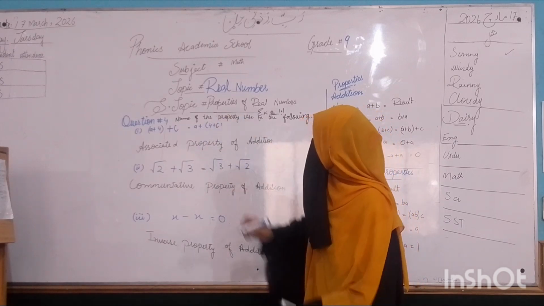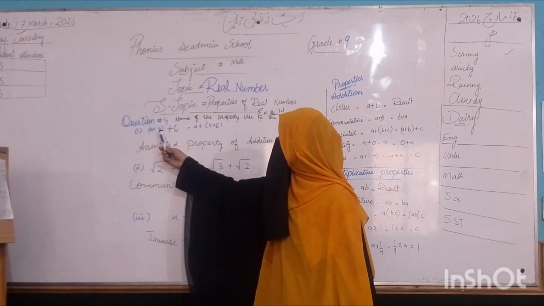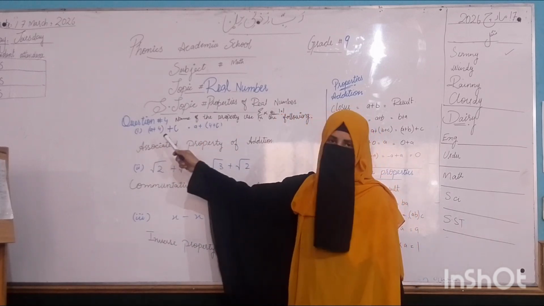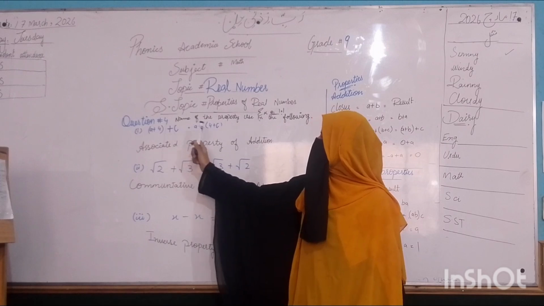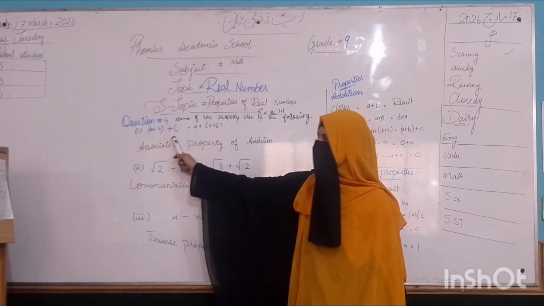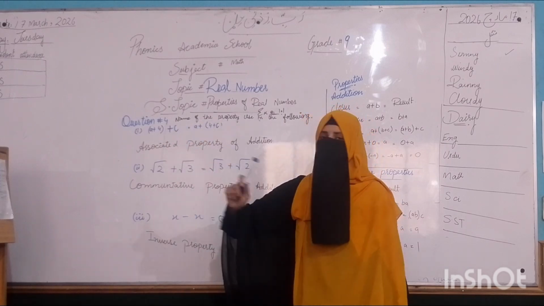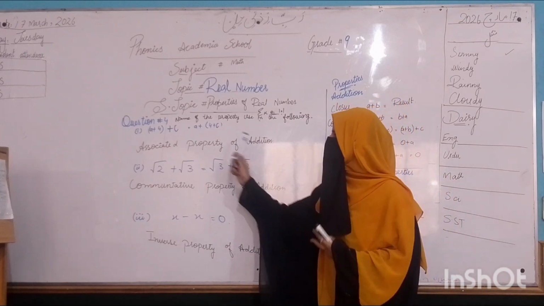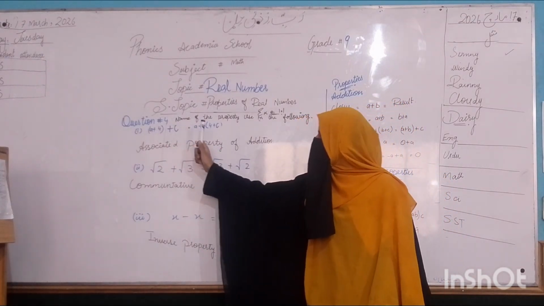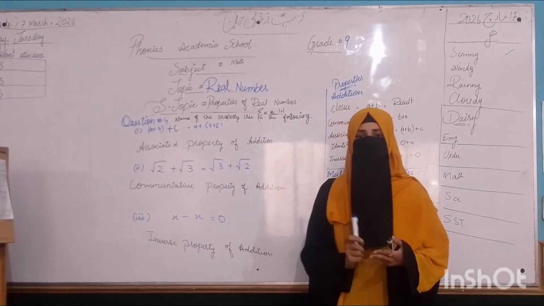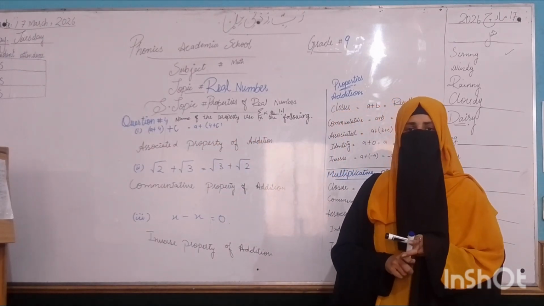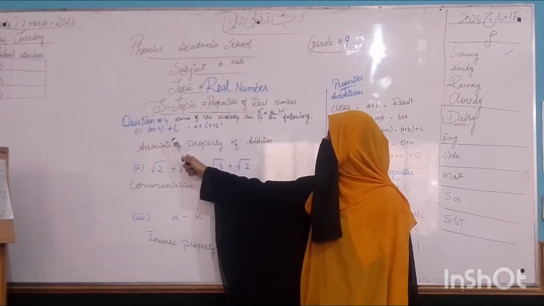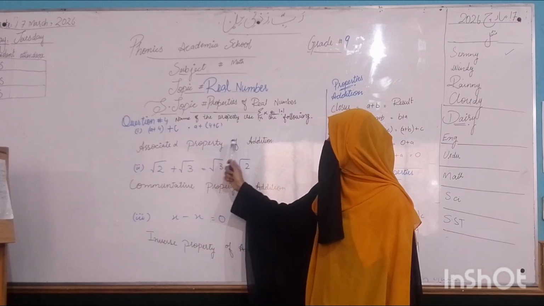Okay students, accordingly, how many values? 1, 2, 3, 1, 2, 3. So look at this, the values on both sides are equal. When the left hand side and right hand side are equal, which is the property? The associative property, in which you have three terms, is called the associative property of addition. There are two sides, and each side has three terms. So it's called the associative property of addition.